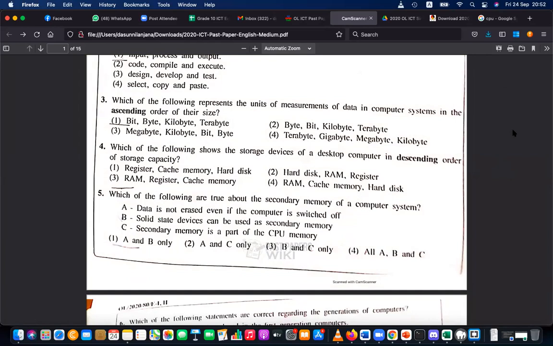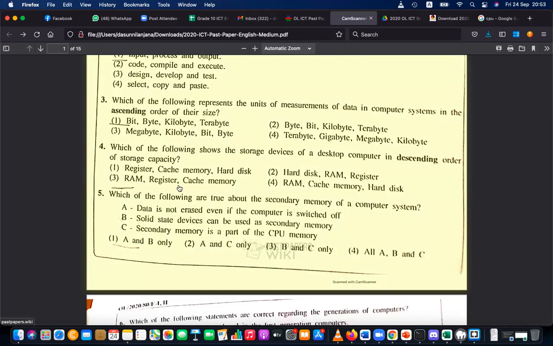Dinura says 2. Lashen, you have not answered the question. Descending means larger to smaller. Register is small. Cache is larger than that. Hard disk is even larger than that. RAM is smaller than the hard disk. And register is even smaller than that. So that is the answer too.